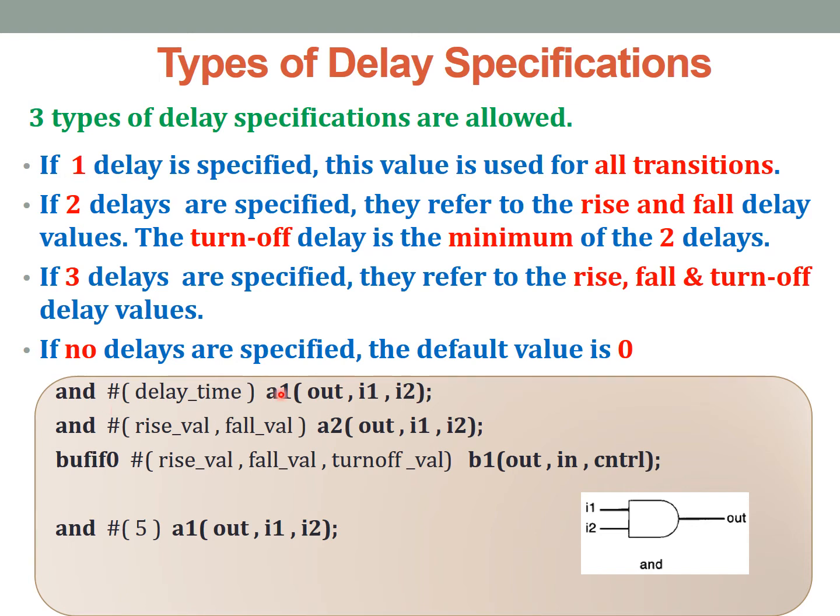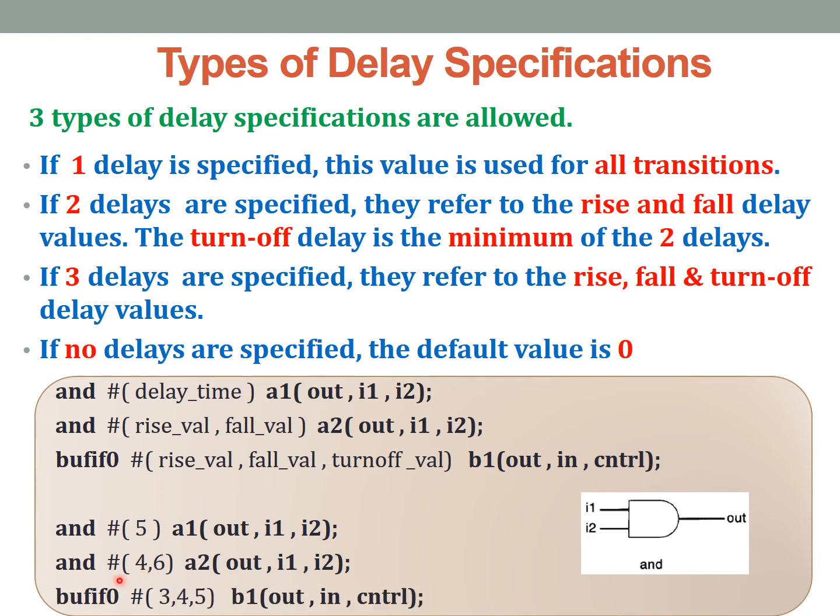So if we are mentioning only a single delay, we can write AND #5 A1 (out, I1, I2). So in this case 5 will be the rise delay, 5 will be the fall delay and 5 will be the turn off delay. In the second case, when we specify two delays, say here AND #(4, 6) A2 (out, I1, I2), 4 is the rise delay, 6 is the fall delay. The turn off delay is the minimum of the two. So 4 and 6, the minimum value is 4. So the turn off delay in this case is 4.